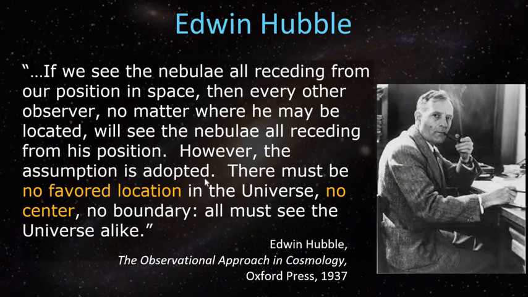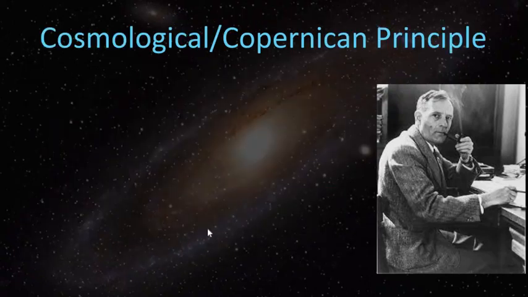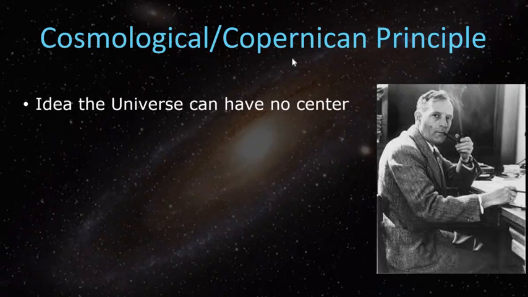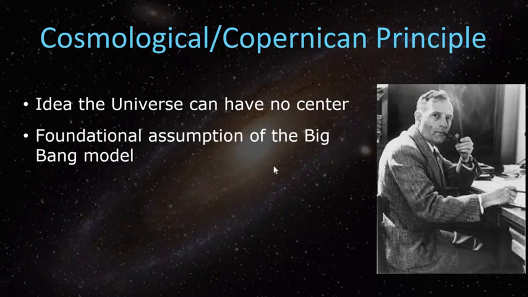He goes on, if we see the nebula all receding from our position in space, then every other observer, no matter where he may be located, will see the nebula all receding from his position. However, the assumption is adopted. There must be no favored location in the universe. No center, no boundary. All must see the universe alike. So he adopted this cosmological Copernican principle, where the universe can have no center. This is the foundational assumption of the Big Bang model.